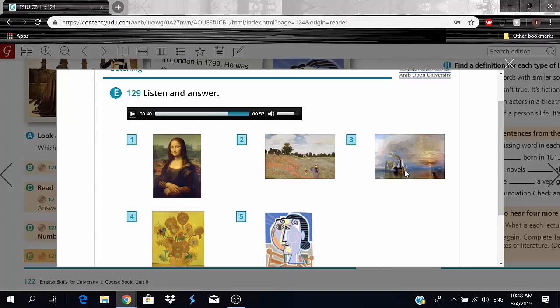A seascape has boats or ships, but is mainly focused on the water, okay?